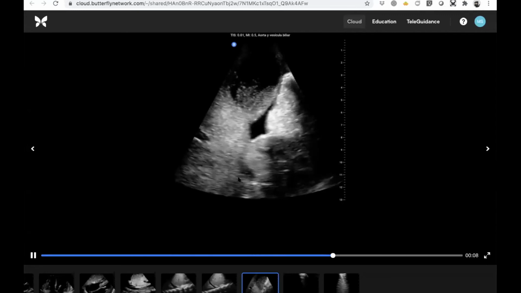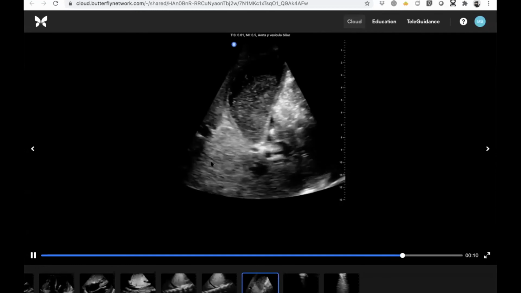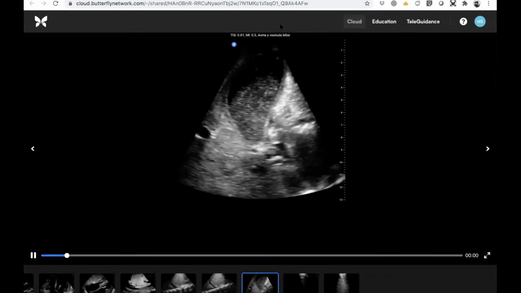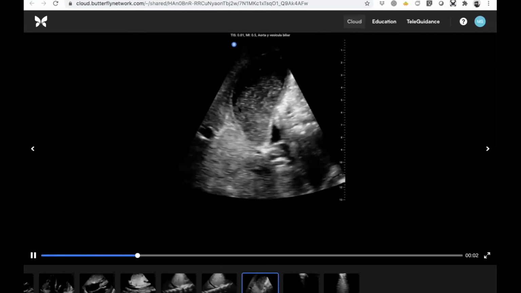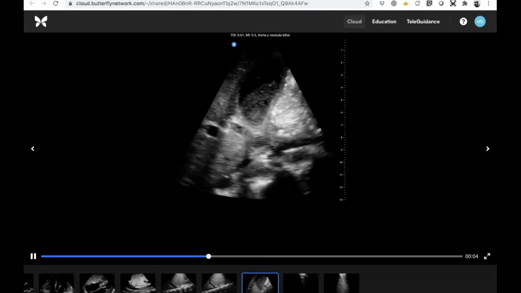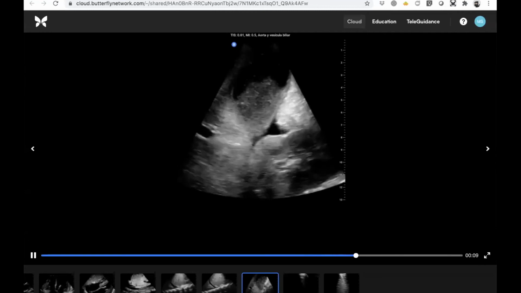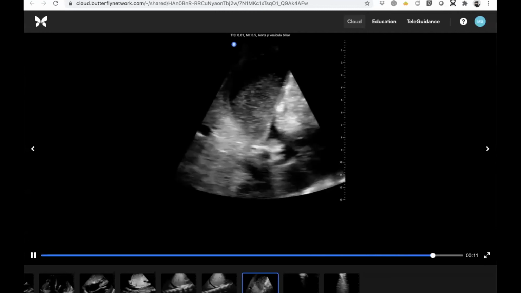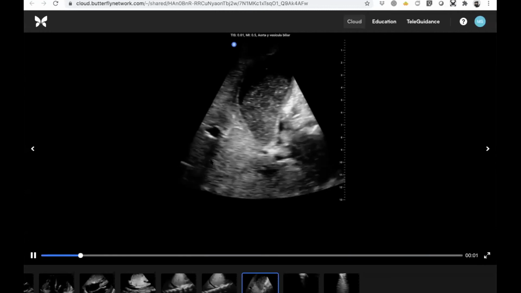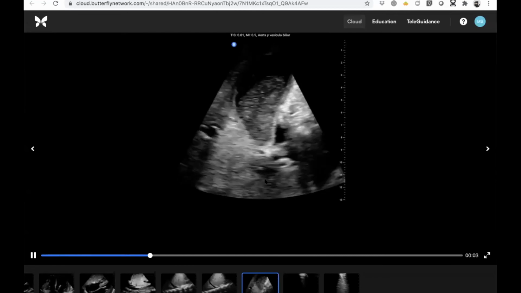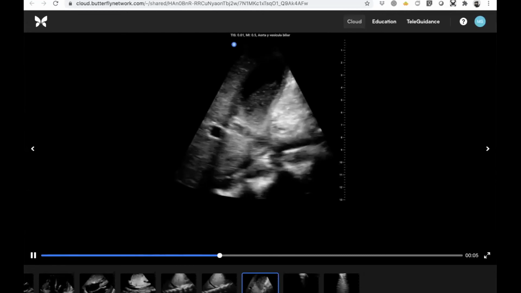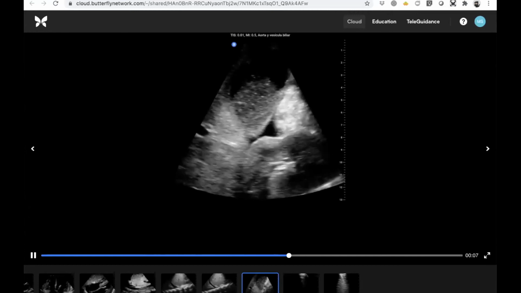And this is posterior acoustic enhancement that we're seeing within the liver parenchyma as a result of the sound wave getting a free pass through the fluid-filled structure instead of attenuating through liver tissue. So that just tells us this is fluid-filled, the fact that it's brighter down here than it is in this adjacent liver tissue and this adjacent liver tissue. So just another cool tip.